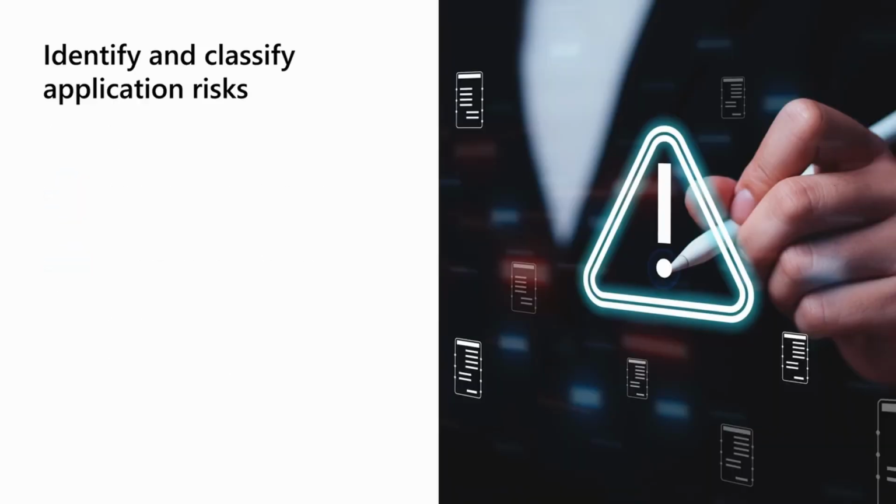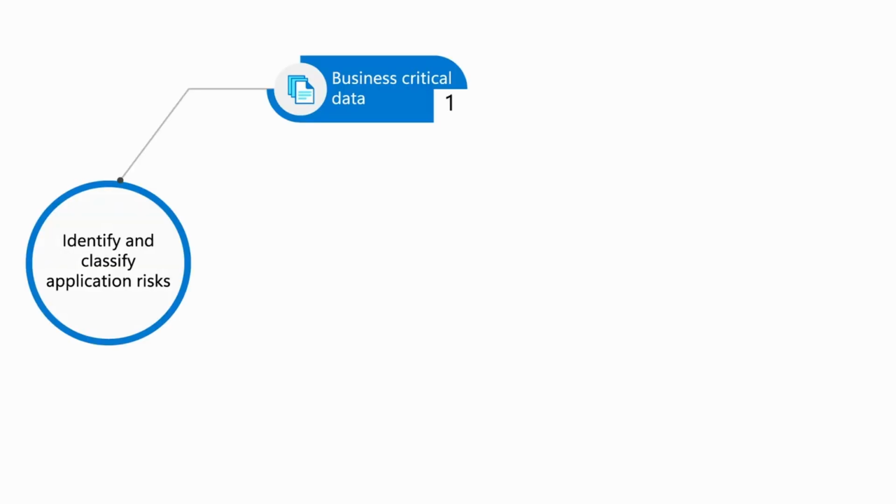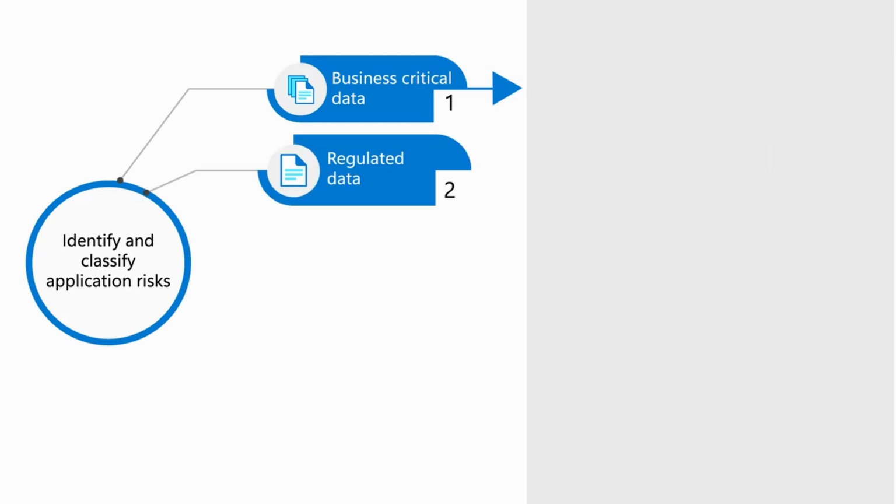Do you know how to identify and classify application risks? Identifying applications with a high potential impact or exposure to risk is challenging. There are 5 specific parameters to identify and classify application risks. Business critical data tells that the applications that process or store information must have the assurance of confidentiality, integrity, and availability. Next is regulated data.